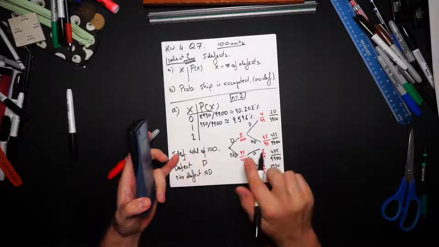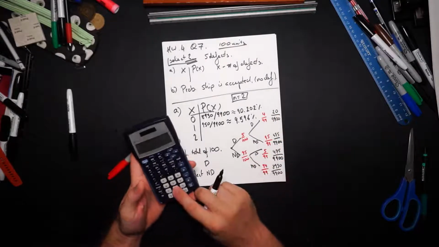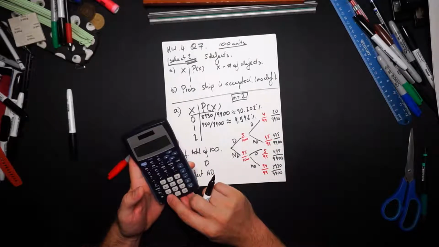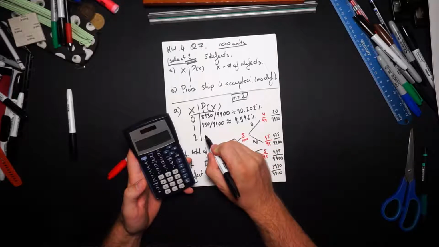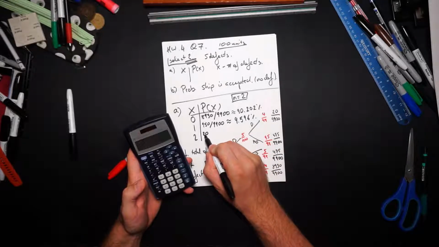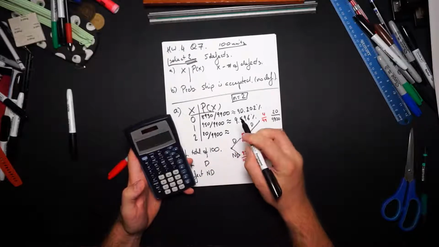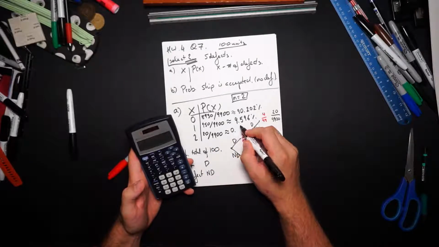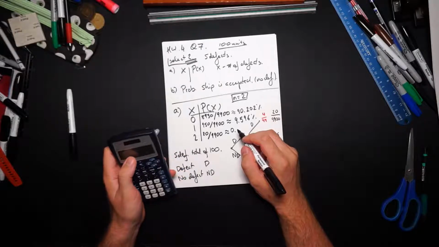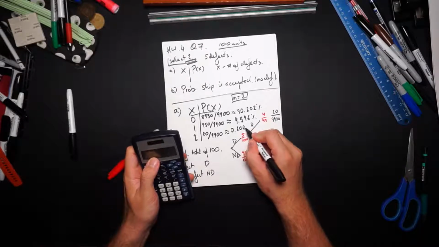And then 2 defects, well, that's 20 divided by 9900. So that's 20 divided by 9900, and that comes out to be 0.202%.